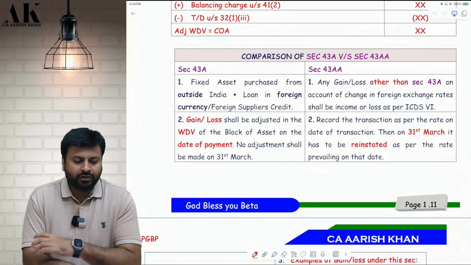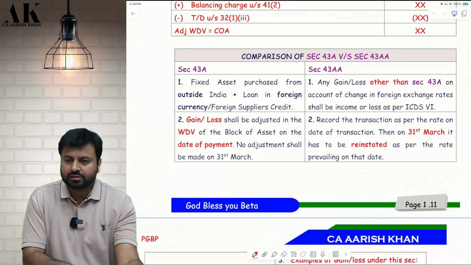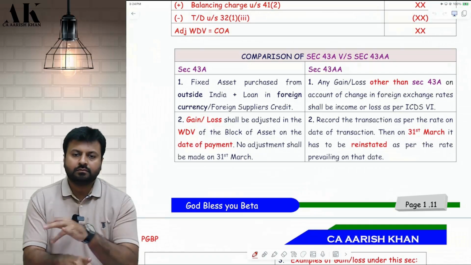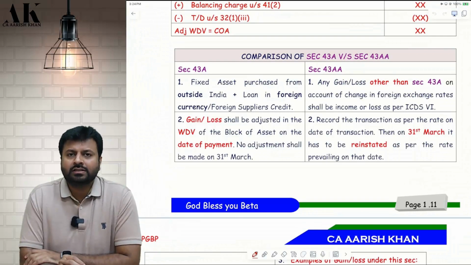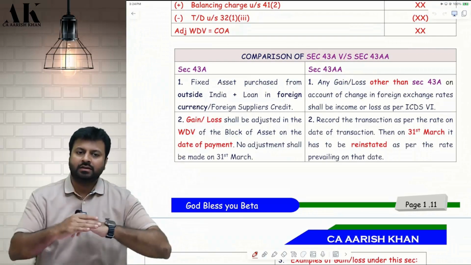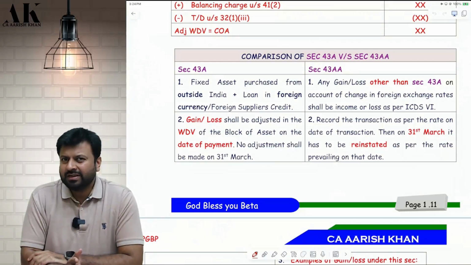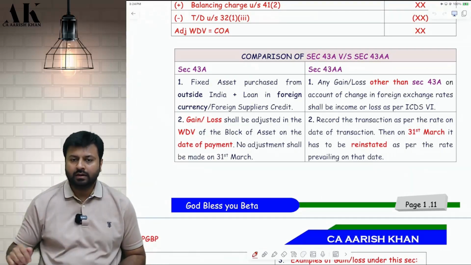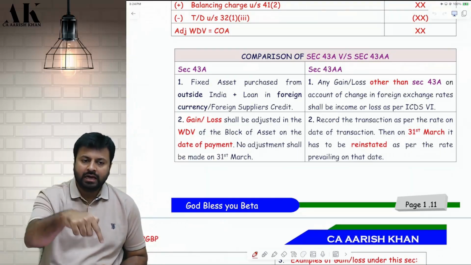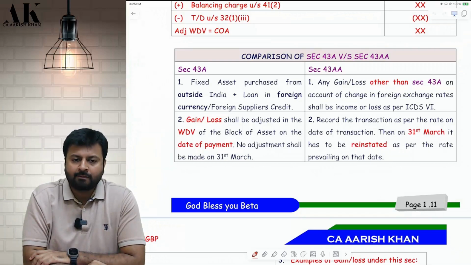Now after section 43A, let me tell you one last thing in the discussion of depreciation. Can foreign currency loss or gain only come in case of an imported asset and a foreign currency loan? It can't come in other cases. For example, what if I buy an asset from India? I am not importing the asset, but the loan is foreign. Is it possible? Then also foreign currency gain or loss can come. Yes or no?